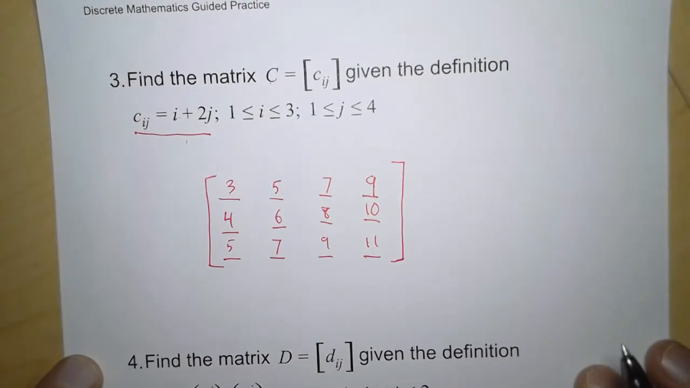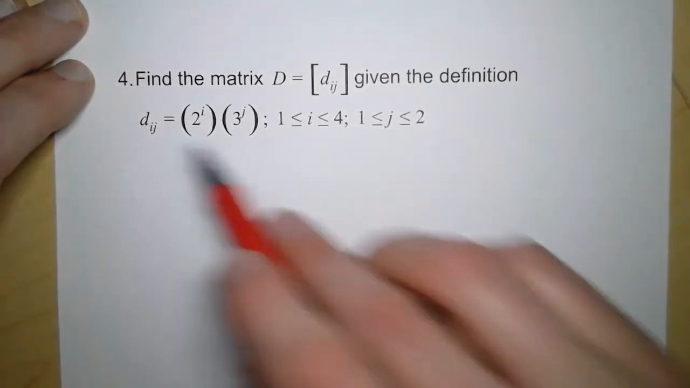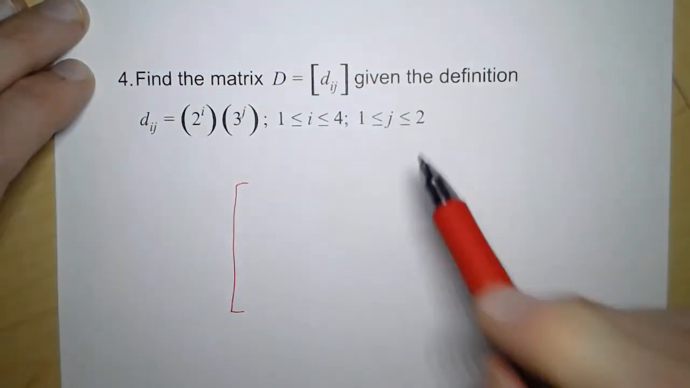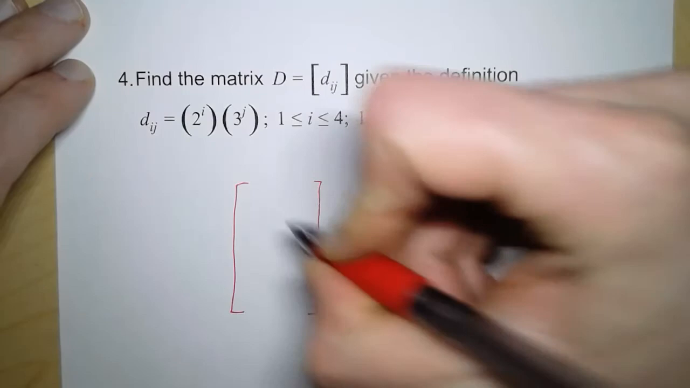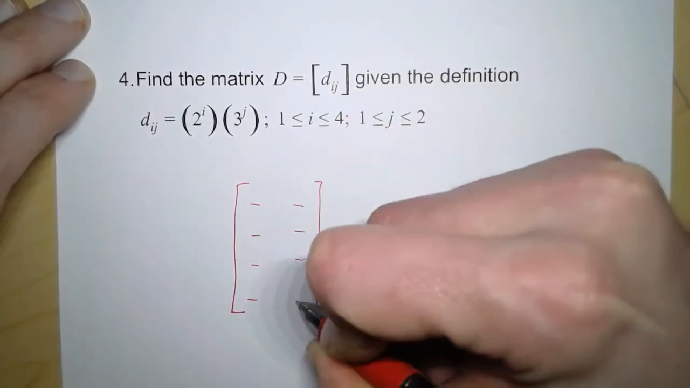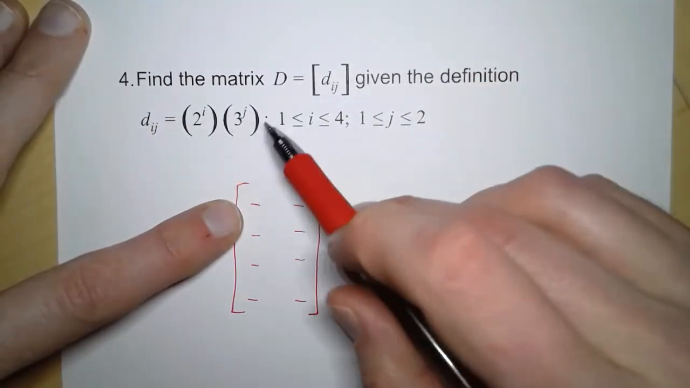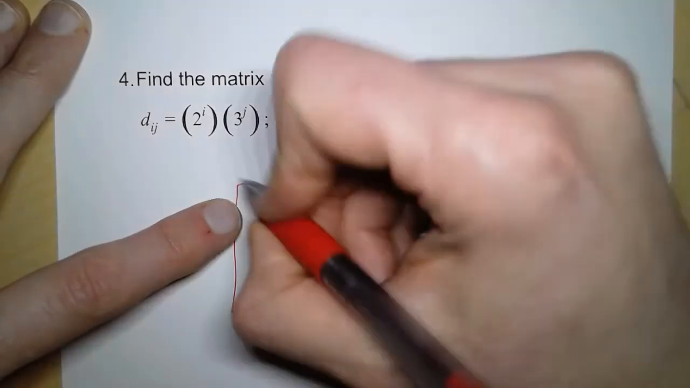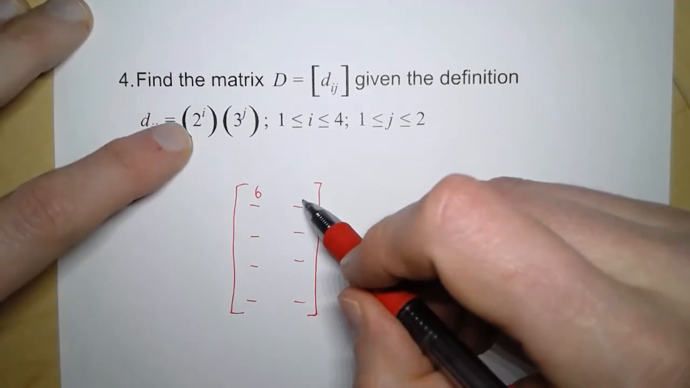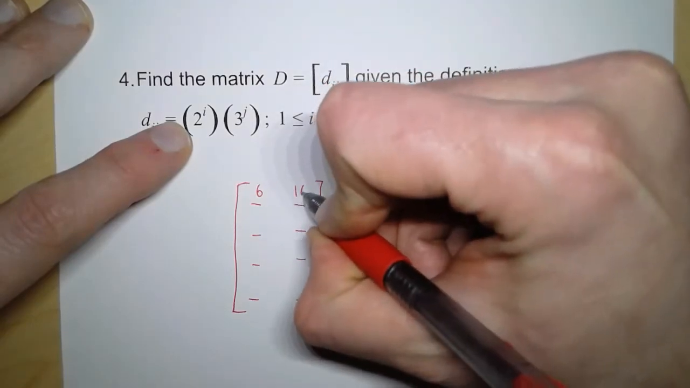So all of these numbers are just following this rule right here. So now we're doing the same thing for matrix D. But here it says that i is between 1 and 4. So we've got 4 rows. And j is between 1 and 2. So we have 2 columns. So 1, 2, 3, 4. So if I plug in 1 in for i and 1 in for j, I have 2 to the first times 3 to the first. That's 6. If I plug in 1 in for i and 2 in for j, 2 to the first times 3 to the second, that's 18.